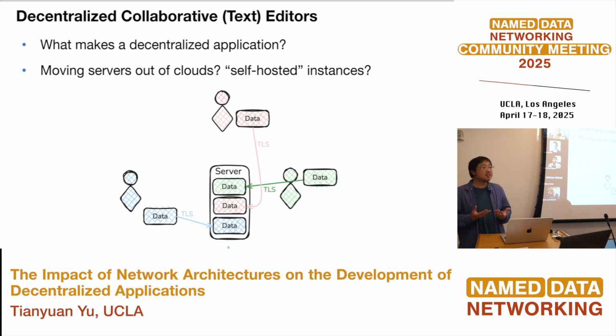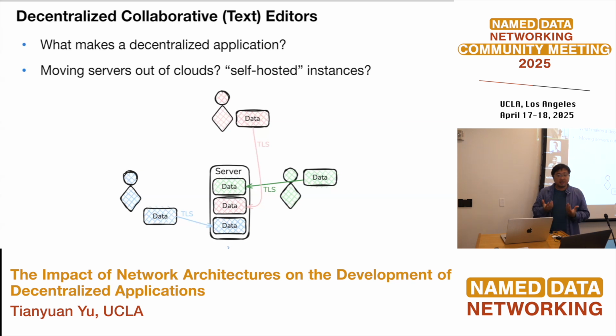For example, recently we have seen a trend of moving servers out of the cloud. I assume most of you here have used Overleaf before, and you can even self-host an Overleaf server on your own. But is that really a decentralized text editor? Also for social media, for example Mastodon, you can self-host a Mastodon instance. Is that really the decentralization you want?